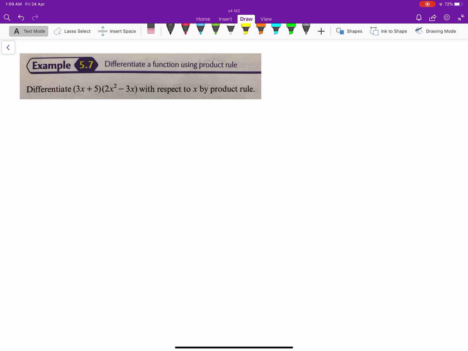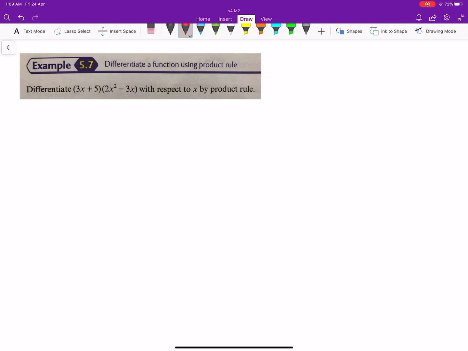Example 5.7. Differentiate this one with respect to x by product rule. Before you learned the product rule, you also knew how to differentiate this one. You can simply expand this into polynomials, and then use the rule you learned to find the answer. But here, we try to use the product rule.